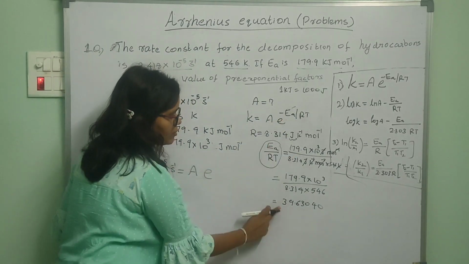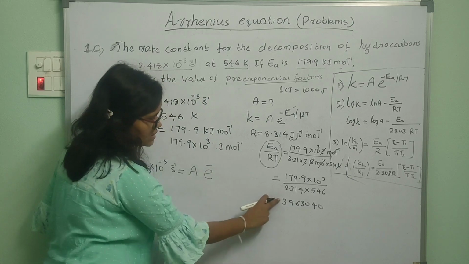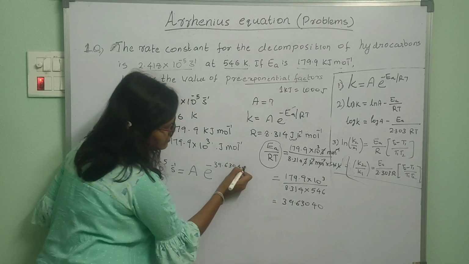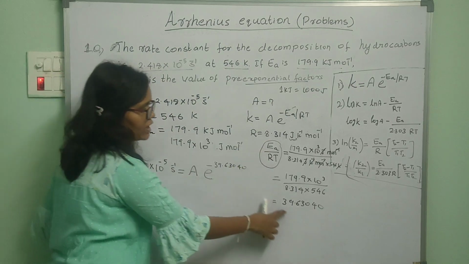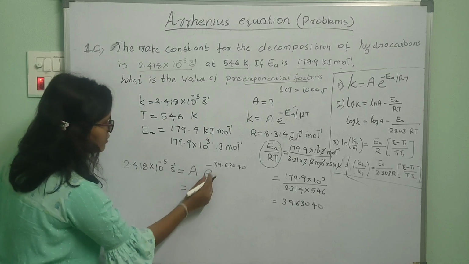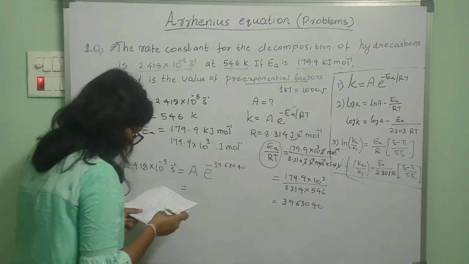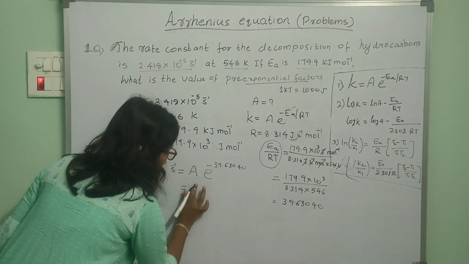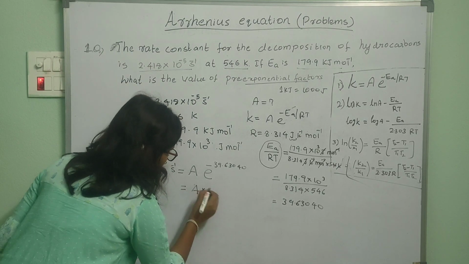This entire term will be minus 39.63040. So I have substituted EA over RT value here. Okay. So I found that E power this much would be 8.2989 into 10 power minus 18. So if you have a calculator, you can easily solve this.